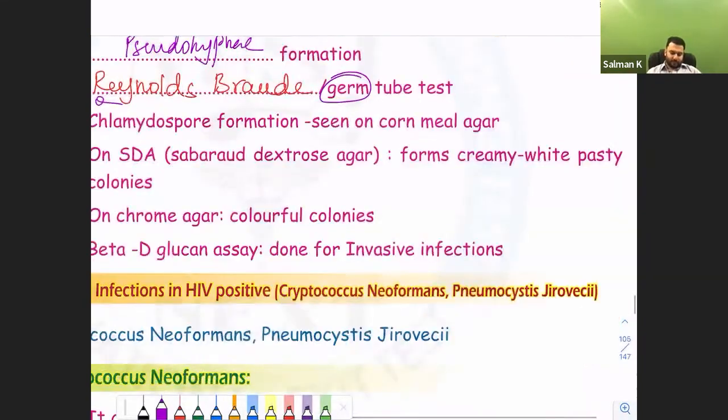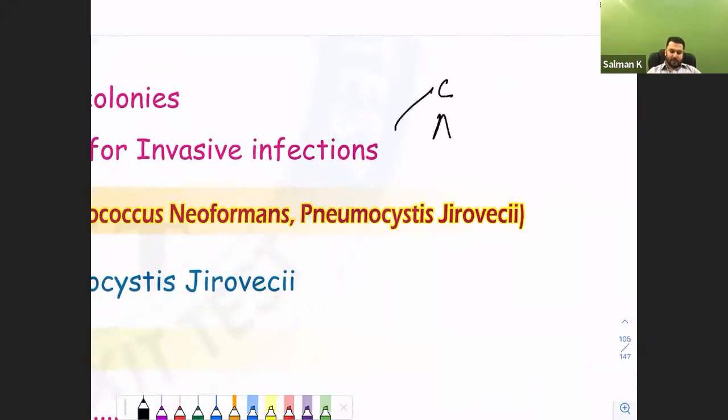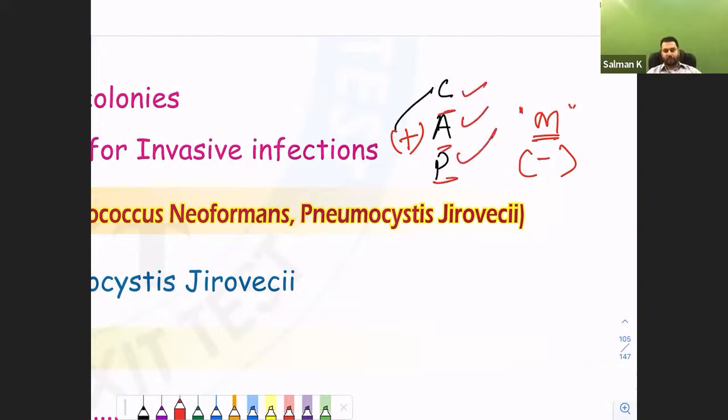Next, beta D glucan assay, Candida, Aspergillus, Pneumocystis. Only with these 3 infections will the beta D glucan test come positive. Mucormycosis, etc., the test will come negative because they don't have beta D glucan. Mucormycosis would be negative, whereas the other 3, Candida, Aspergillus, Pneumocystis, would be positive.